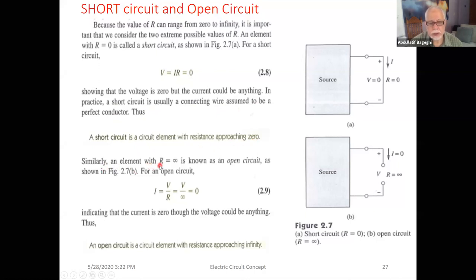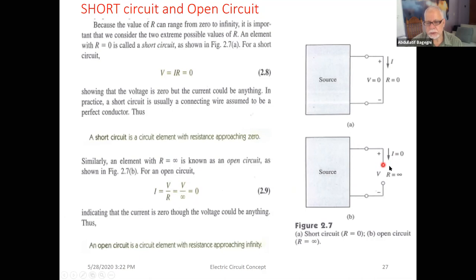Similarly, an element with R equal infinity or a very high value is known as an open circuit, as shown in figure 2.7b. For an open circuit, we have I equal V over R, and because R is infinity, and again infinity could be like a million, when you divide 20 over a million, I theoretically is almost close to zero. So again, the symbol infinity means very, very high.